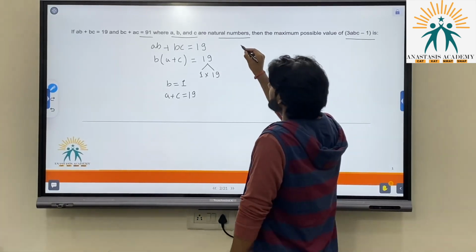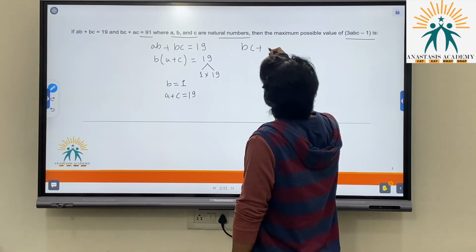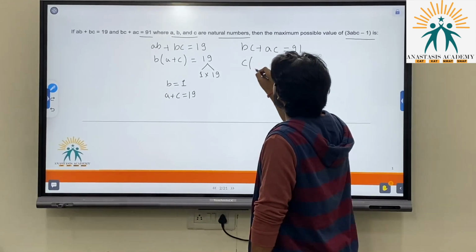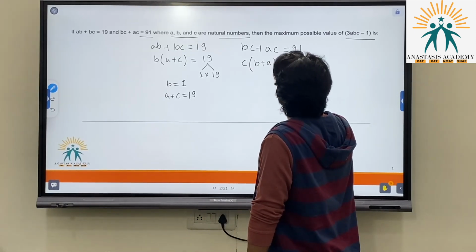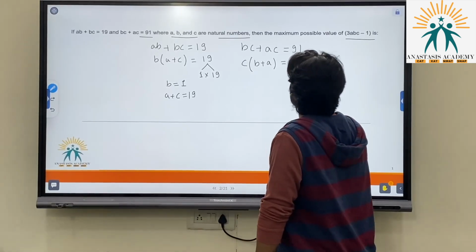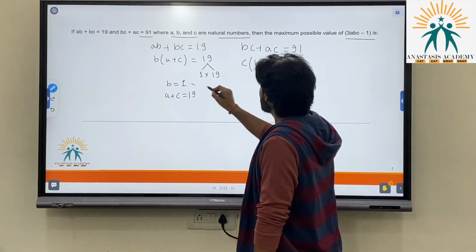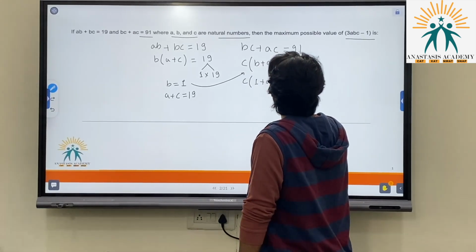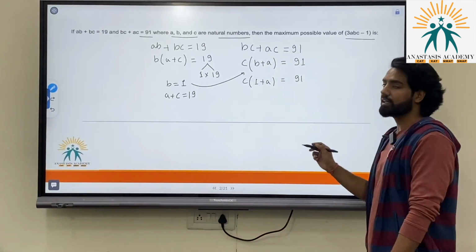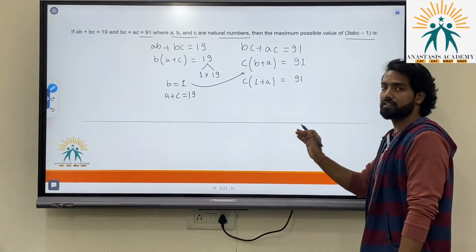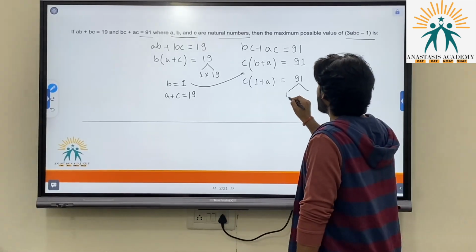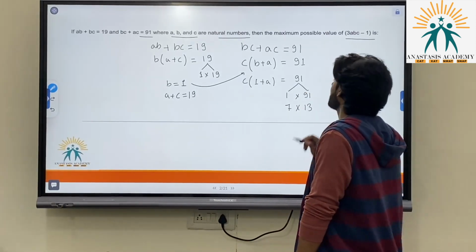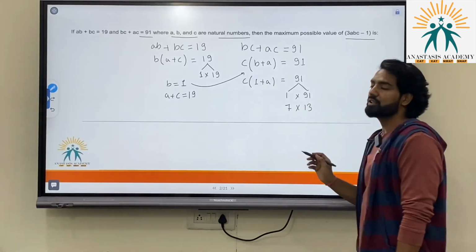Now second, we are also given BC plus AC is equal to 91. I can take C as common: C into (B plus A) is equal to 91. Now from here I can write B as 1, so C into (1 plus A) is equal to 91. And now I can write 91 as a product of two numbers as 1 into 91, also 7 into 13. Now I have to consider both these cases.